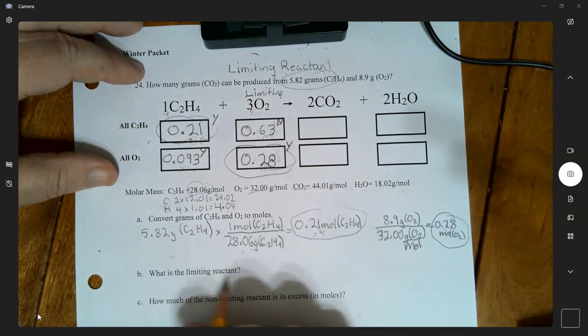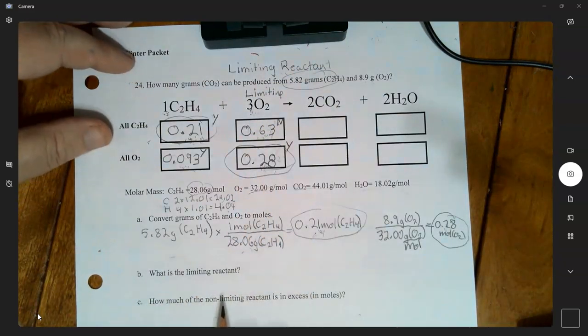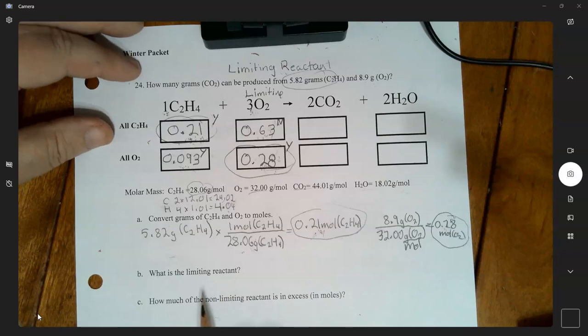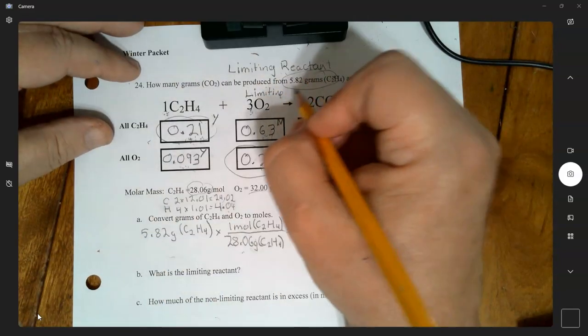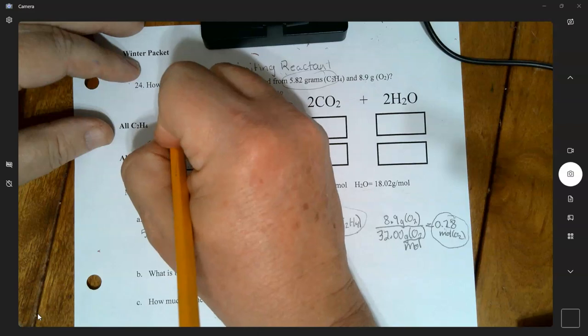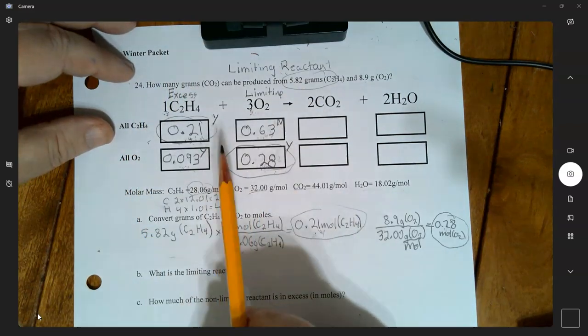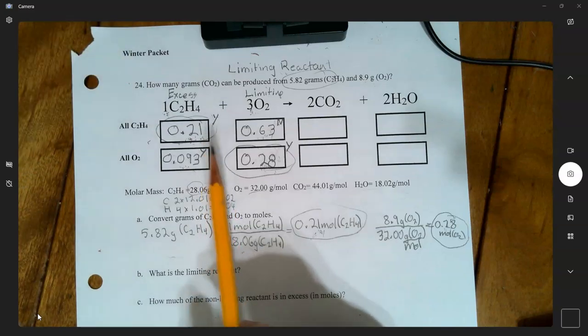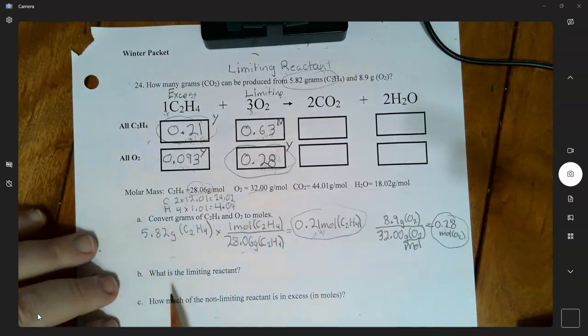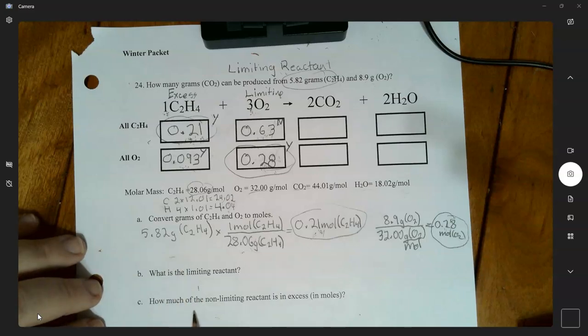Okay, so when it says what is the limiting reactant, it's the oxygen, the O2. Now, the excess reactant is the other guy. So C2H4 is excess. That means you're going to have some of that left over. So, what is the limiting reactant? I just said that. You write it down here. How much of the non-limiting reactant is in excess?